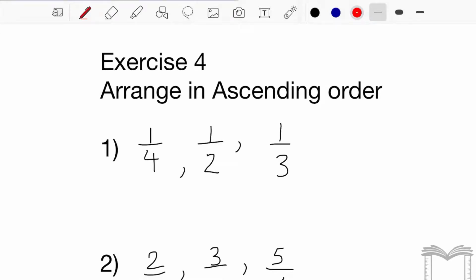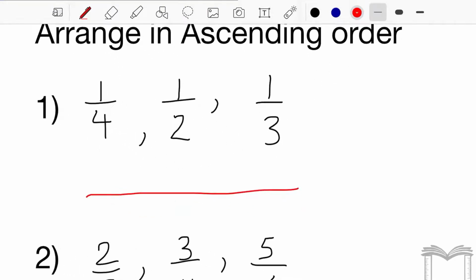So the lowest common multiple of 4, 2 and 3 is simply the smallest number that 4, 2 and 3 can go into without a remainder. Or in other words, what number can be divided by 4, 2 and 3 and not give a remainder? So that number is 12. So knowing your tables will help with this.